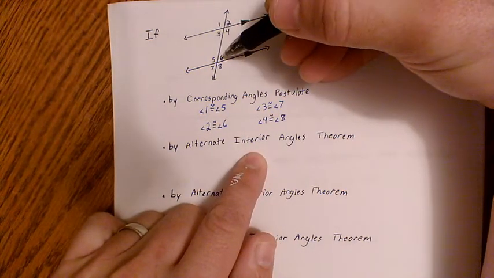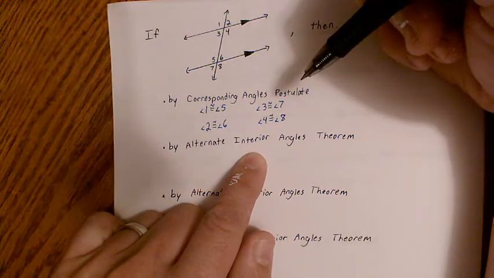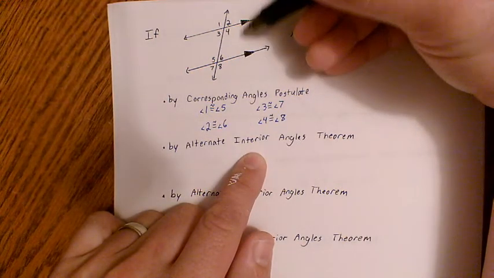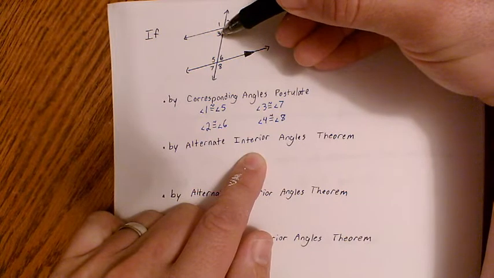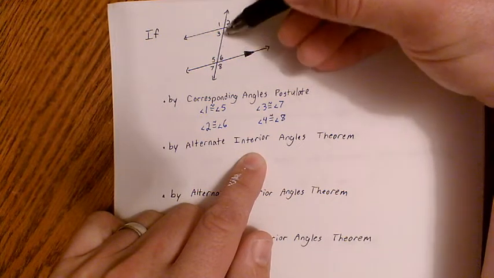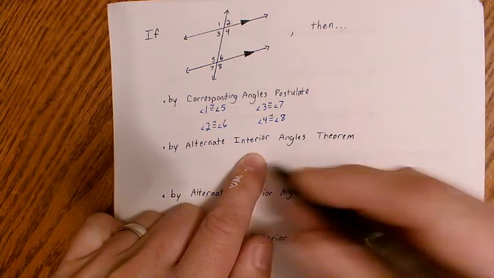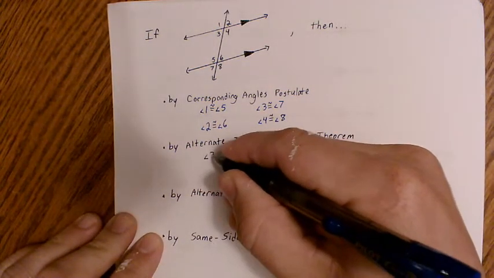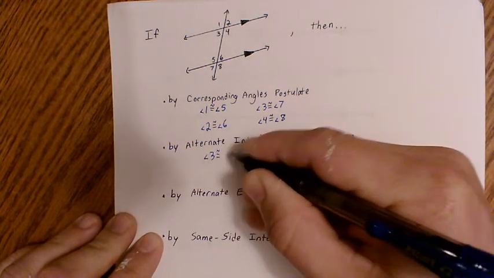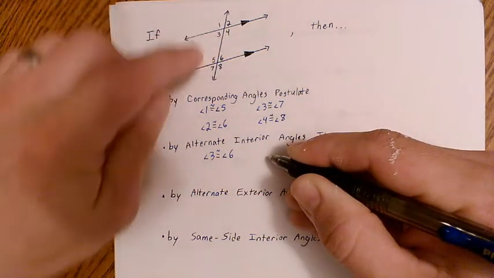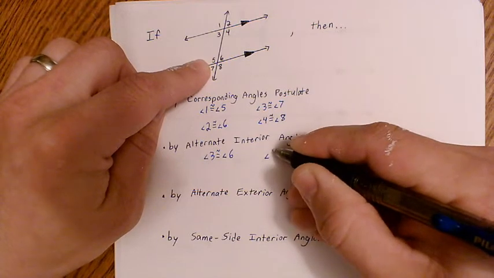3 and 6 would be considered alternate interior angles because they're from this interior group of angles between the parallel lines, and they are on different sides of the transversal, so they alternate sides. So, angles 3 and 6. When they are alternate interior angles, they are congruent. So, angle 3 is congruent to angle 6. Angle 4 is congruent to angle 5 by the same reasoning.